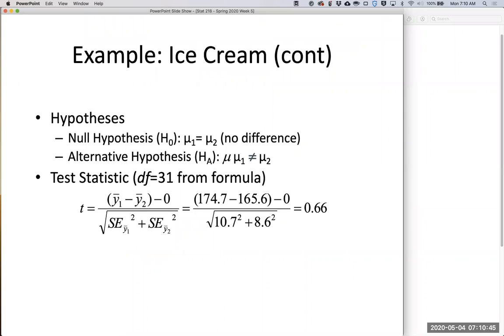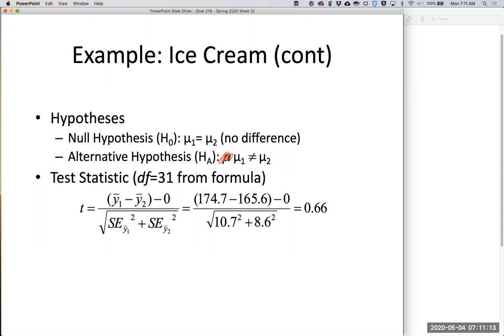Our test statistic T is found by just doing the plug and chug. My null hypothesis is that vanilla and chocolate are the same on average. The alternative is that mu is different between the two groups, mu1 and mu2 are different. Here's a little typo, sorry about that. Cross that out. Our test statistic is a matter of plugging in the separate sample means minus 0.